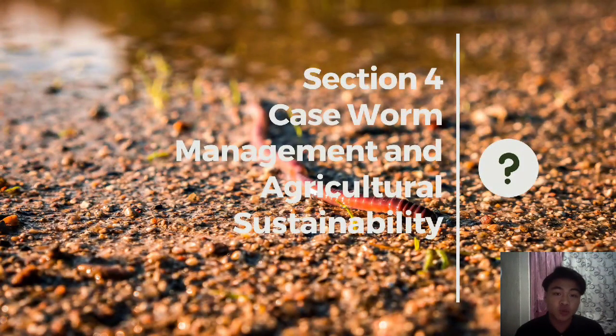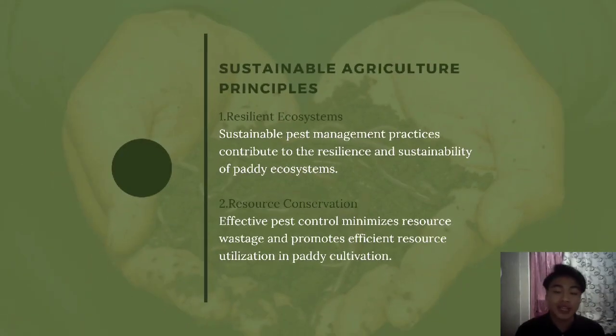Section 4. Caseworm management and agricultural sustainability. Sustainable agriculture principles. The first one is resilient ecosystems. Sustainable pest management practices contribute to the resilience and sustainability of the paddy ecosystem. The second one is resource conservation. Effective pest control minimizes resource wastage and promotes efficient resource utilization in paddy cultivation.